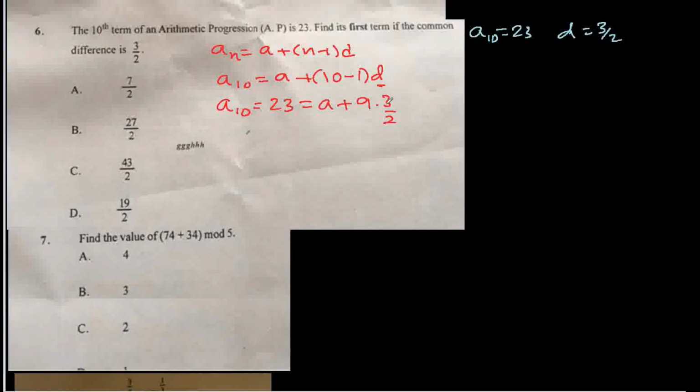So 9 times 3 is 27. Let's write 27 over 2 only. So keep a here, and we get 23 minus 27 over 2. This 27 over 2 goes to the left side. You can use your calculator: 46 minus 27 is 19, over 2 is a. So D is the answer in this case.